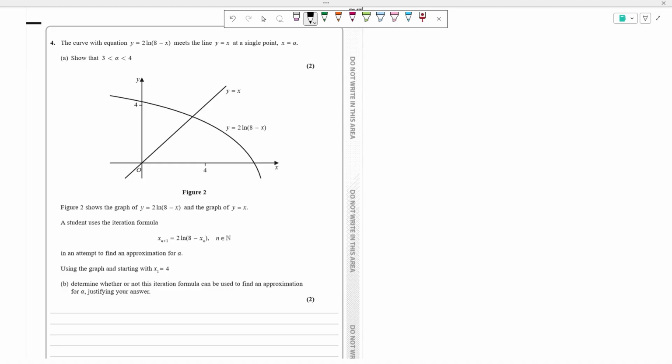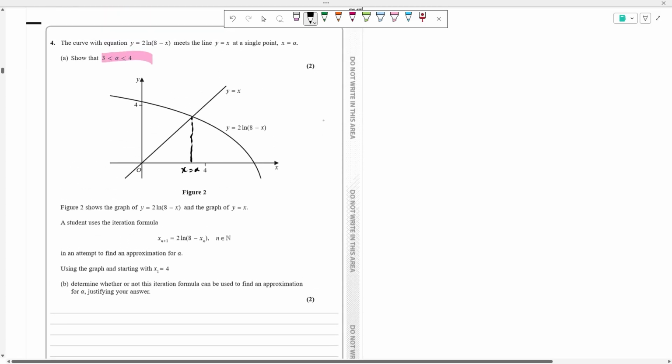Next question. The curve with equation y equals 2 ln(8 minus x) meets the line y equals x at a single point, x is equal to alpha. And it says that show that the root lies between 3 and 4.